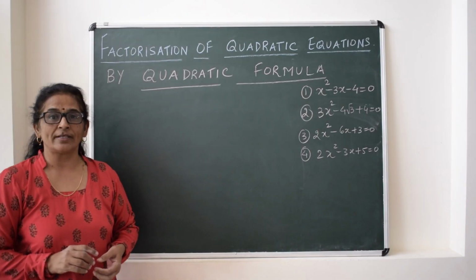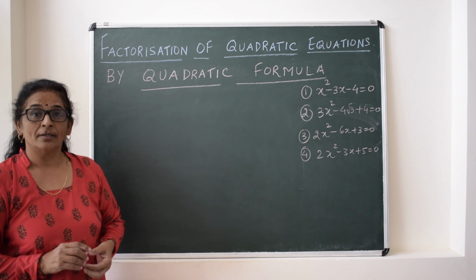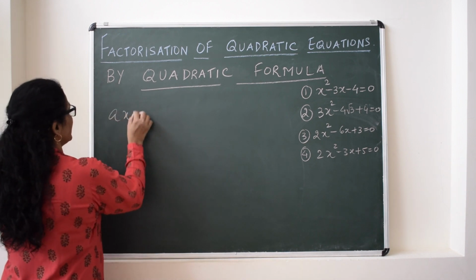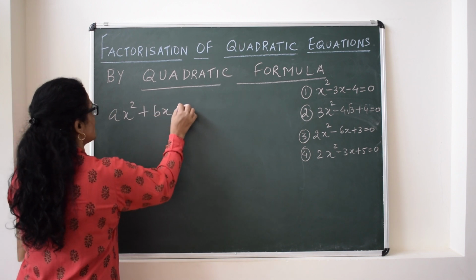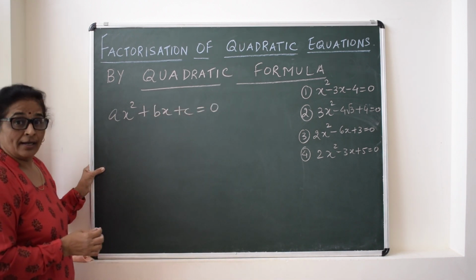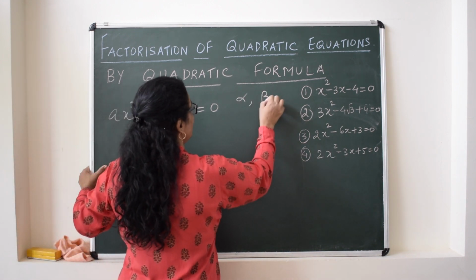We can also factorize quadratic equations by using the quadratic formula. Now let's see what it is. In a quadratic equation, ax square plus bx plus c is equal to 0, we have two roots. We name them as alpha and beta.